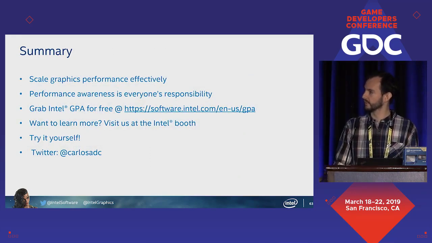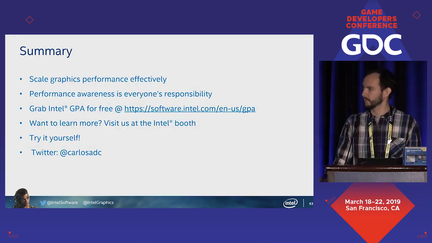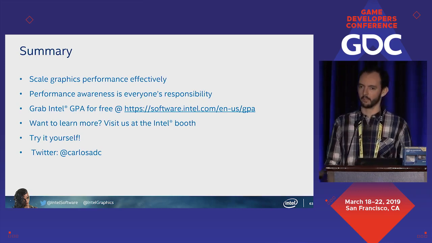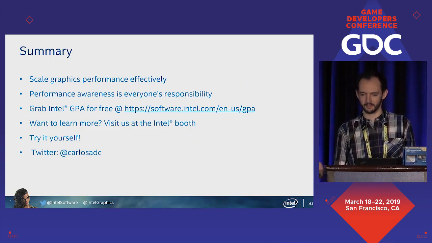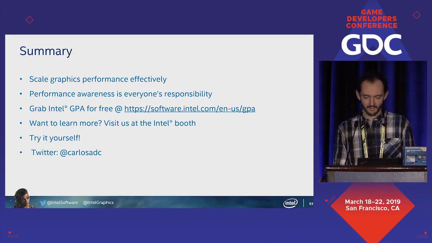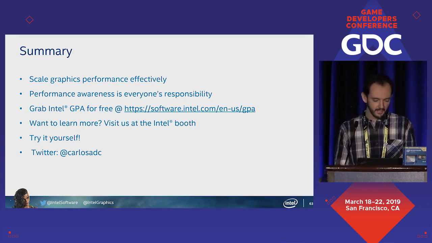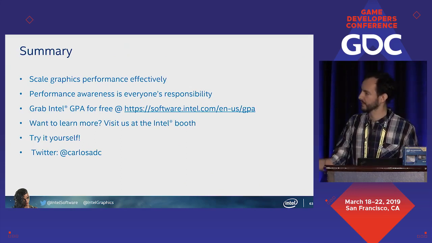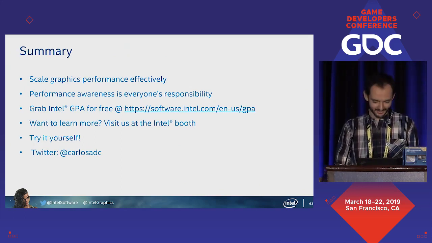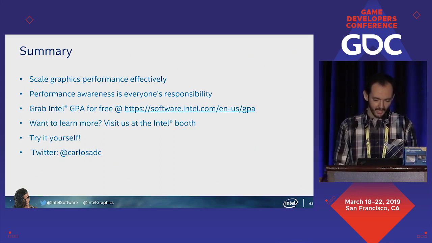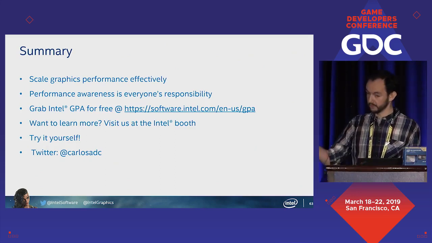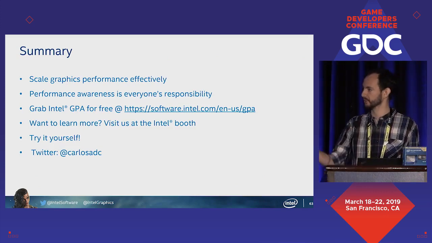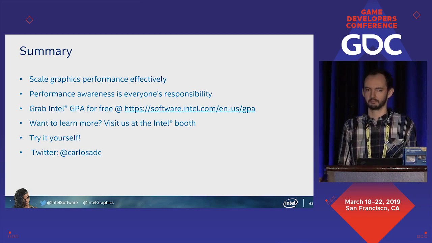I just wanted to point out that it's really important to scale graphics performance effectively. Hopefully this was helpful for you, and hopefully you can bring this back to your team and teach them some of these quick tips. Performance awareness is everyone's responsibility. It's not only the performance engineer. I know we tend to suffer the burden of it. You can grab Intel GPA for free. And you can literally try this yourself. This demo is free. You can download it in the asset store, and you can basically do what I did here and just play around with the tools.